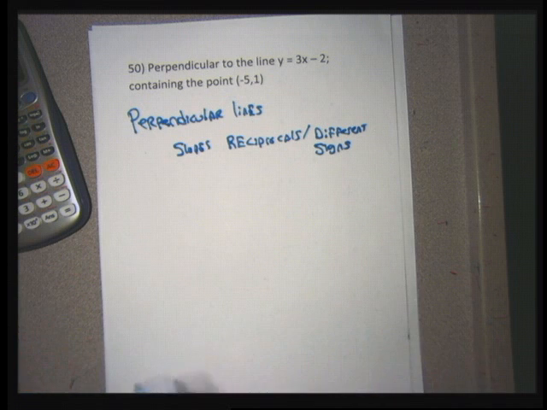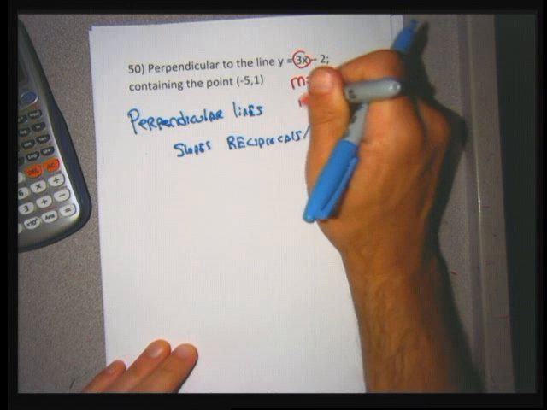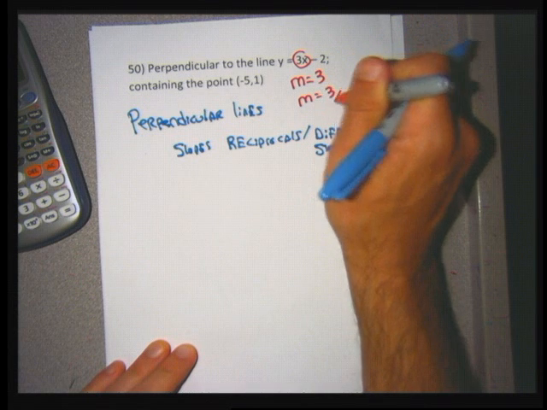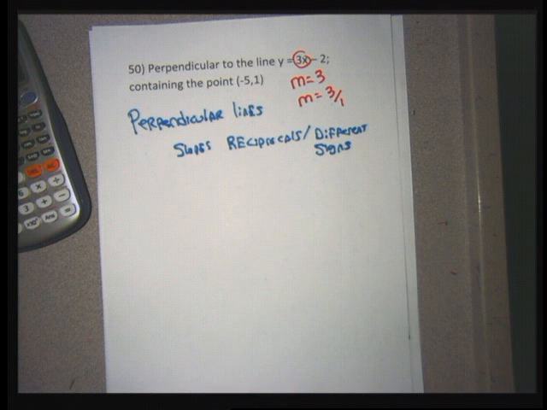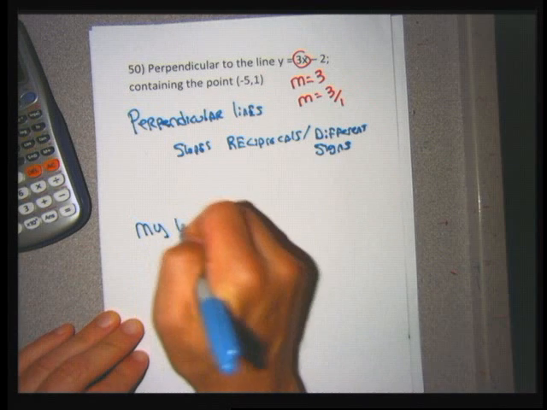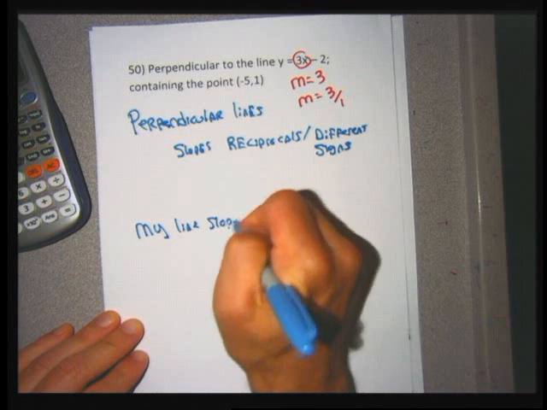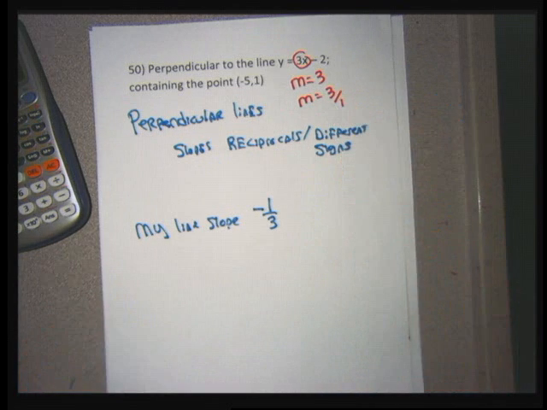The given line has a slope of 3, which I can say is 3 over 1. My line has to be perpendicular, so it has to have a slope that has a different sign. This one was positive, my slope needs to be negative, and it needs to be a reciprocal. So my line is going to have a slope that's the reciprocal of that fraction with a different sign. The reciprocal of 3 over 1 is 1/3. Changing the sign from positive to negative is going to give me the correct slope.